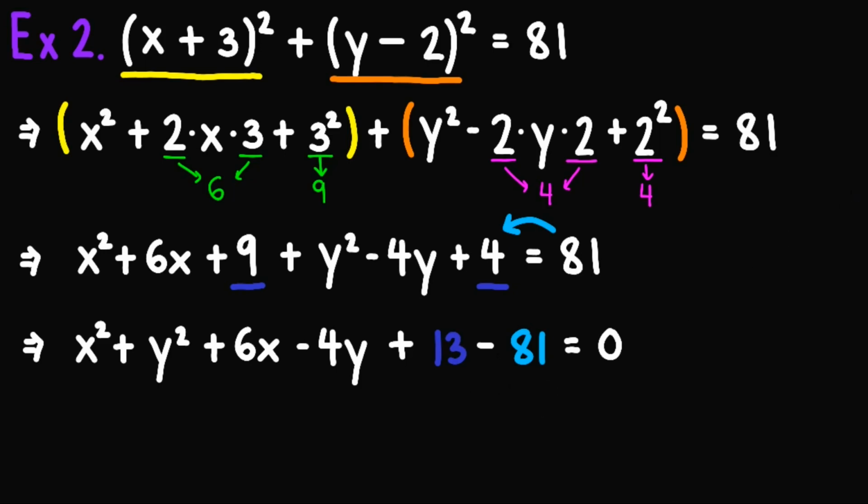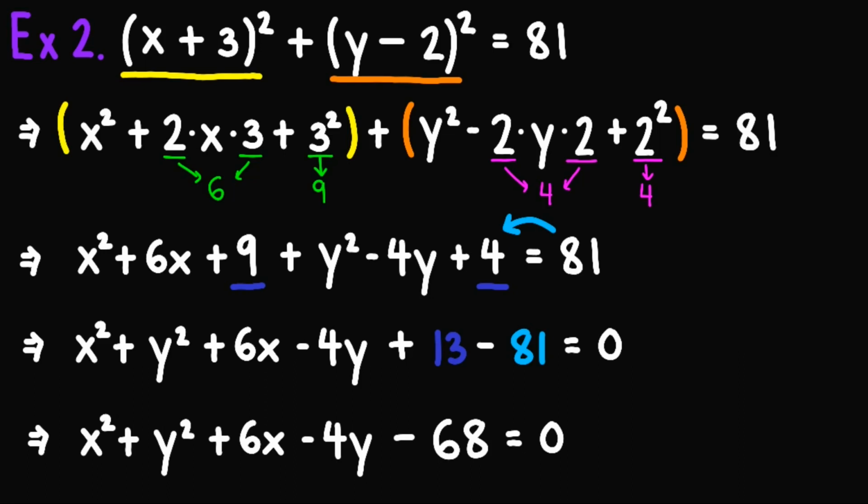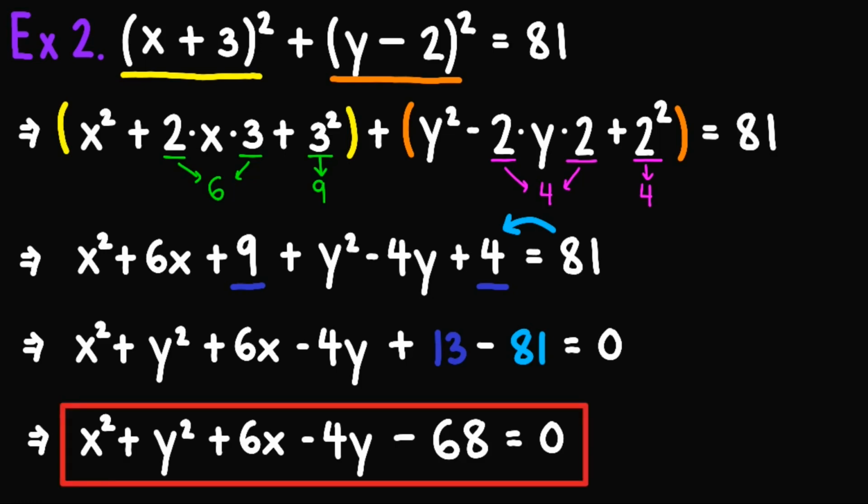Simplifying 13 minus 81, we get this one. So we have x squared plus y squared plus 6x minus 4y minus 68 equals 0. This is the final answer for this problem. So we had successfully converted the center radius form into its standard form. I hope this one is clear. Let's now move on to the last example.